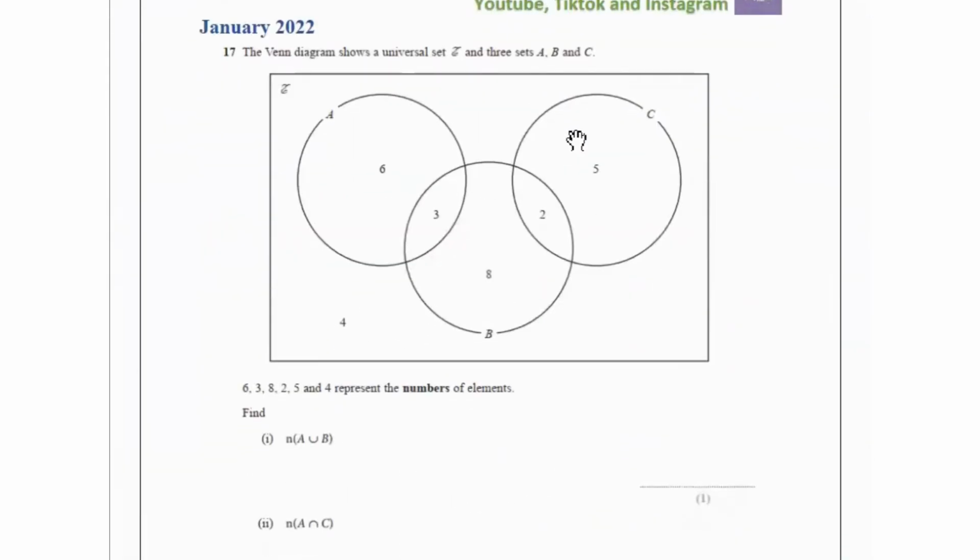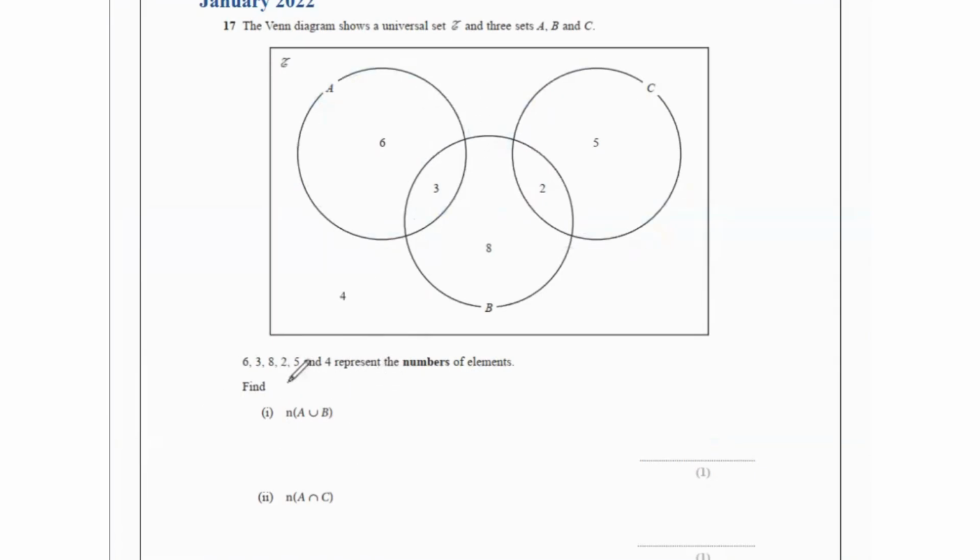So it says the Venn diagram shows a universal set and three sets A, B, and C. 6, 3, 8, 2, 5, and 4 represent the numbers of elements. Find the number of A union B. So when it says ∪, that means union. Since the question clearly said that 6, 3, 8, 2, 5, and 4 represent the numbers of elements, that means there's 6 elements in just A, 9 elements total in set A, 8 elements just in set B, whereas 13 elements in B in total, and for C we have 7 elements in total.